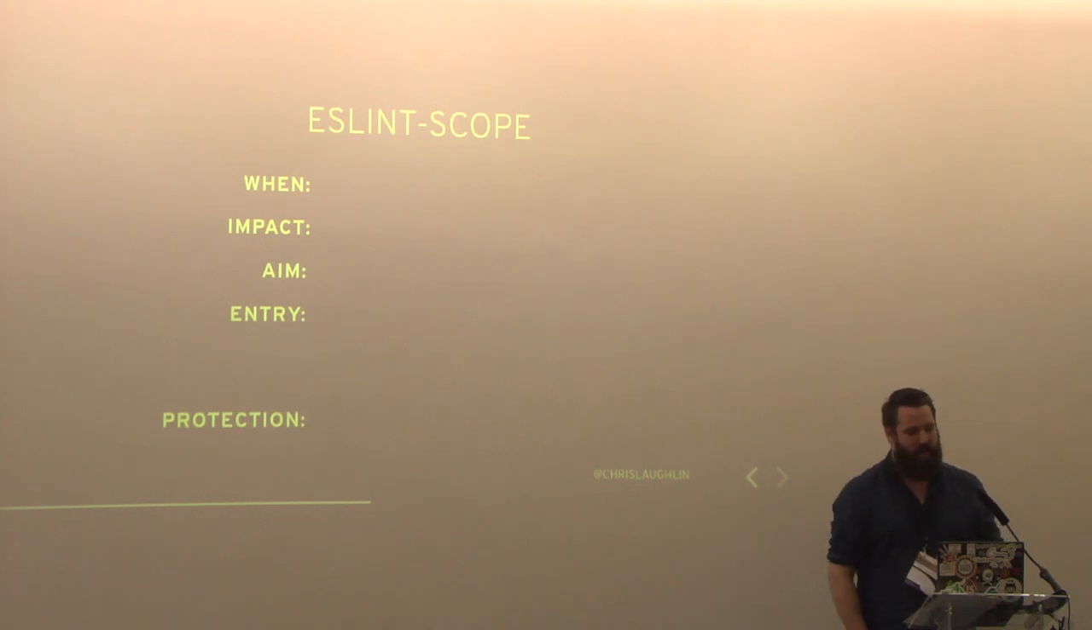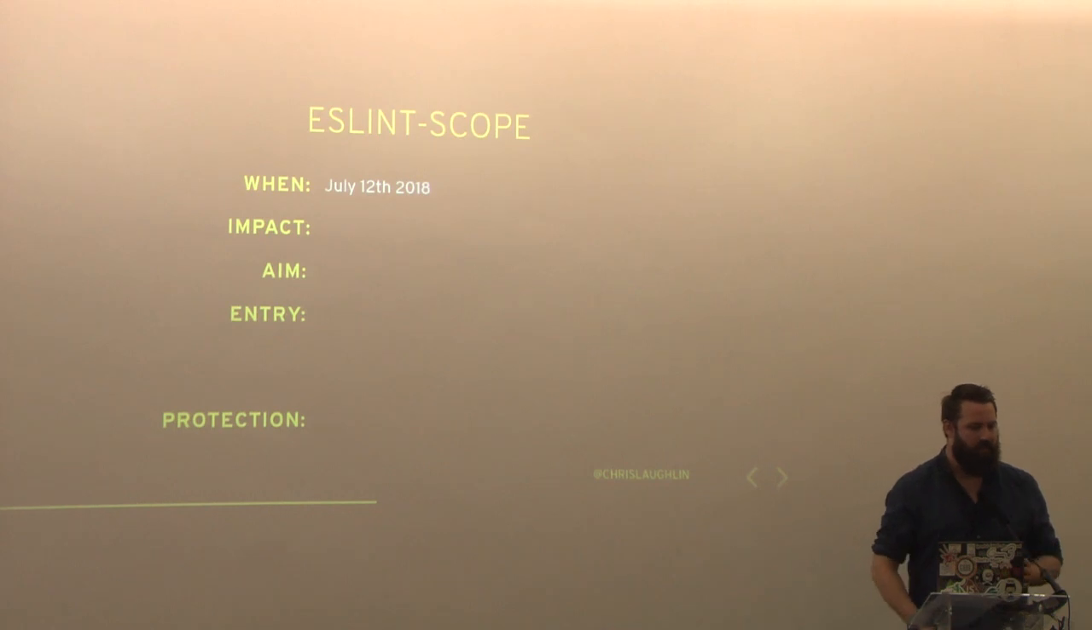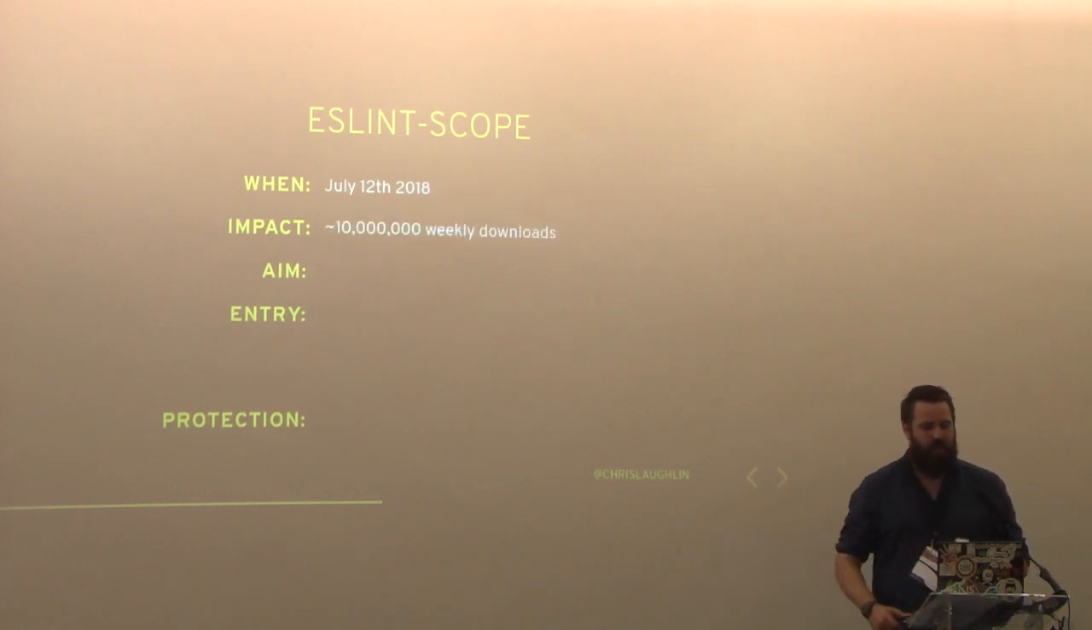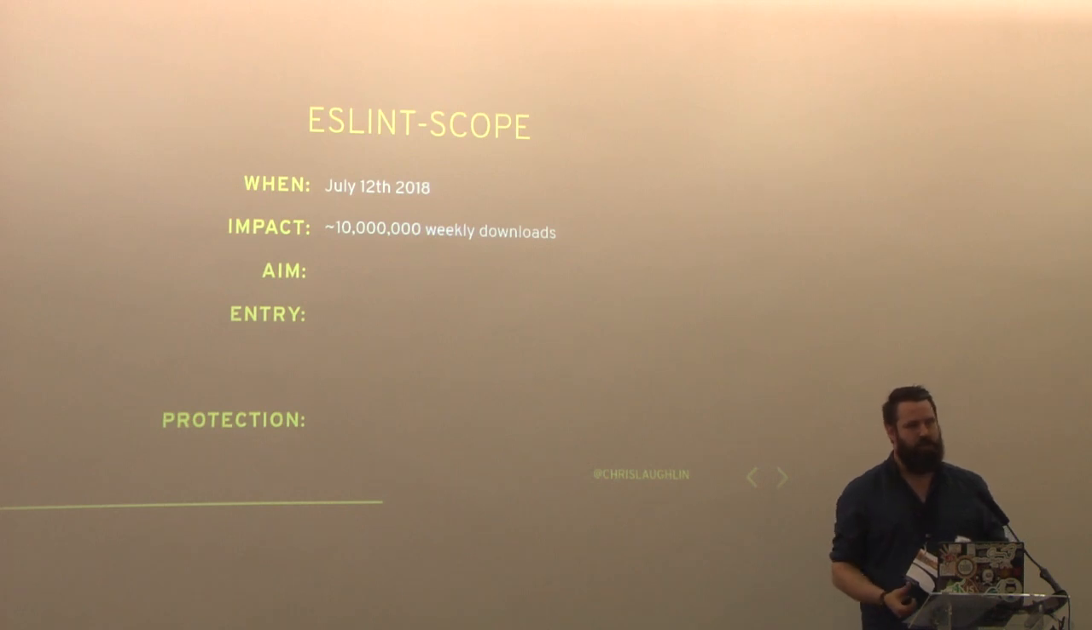So the incident around this package was discovered on the 12th of July, 2018. And so, what do we think about the impact of this? The impact was around 10 million weekly downloads of this package. So if you think about that attack vector of all these different projects using ESLint, which then depends on ESLint scope, we're all being delivered this attack, and it's spreading across. And that's not potentially 10 million people using it, but 10 million builds and installs running all the time.